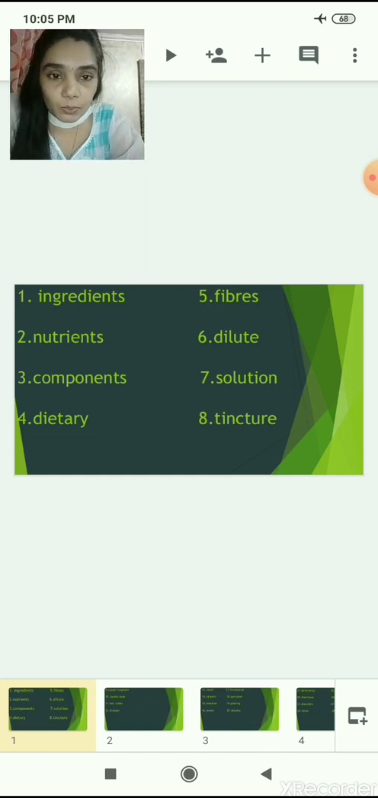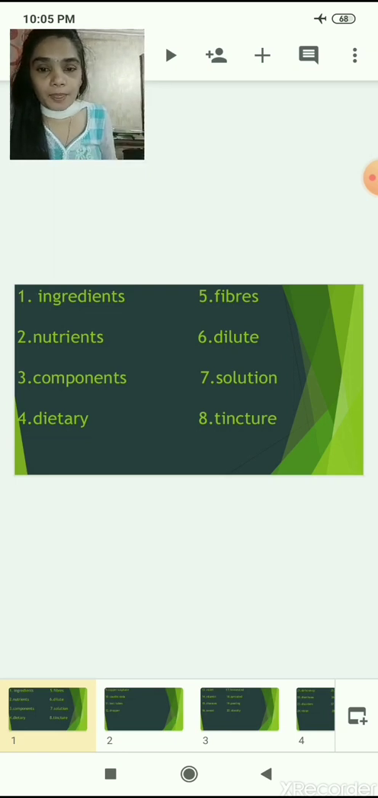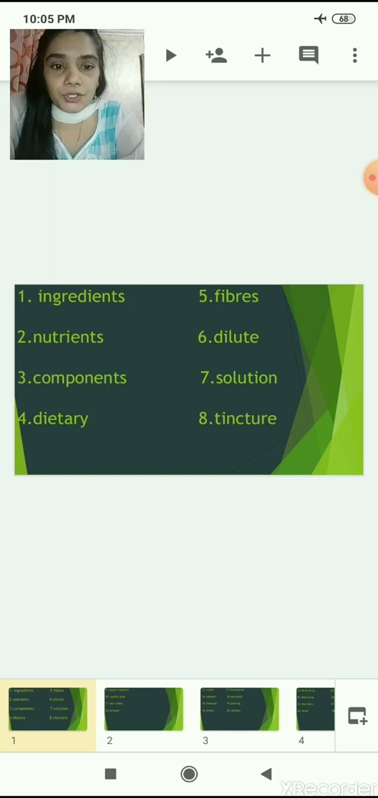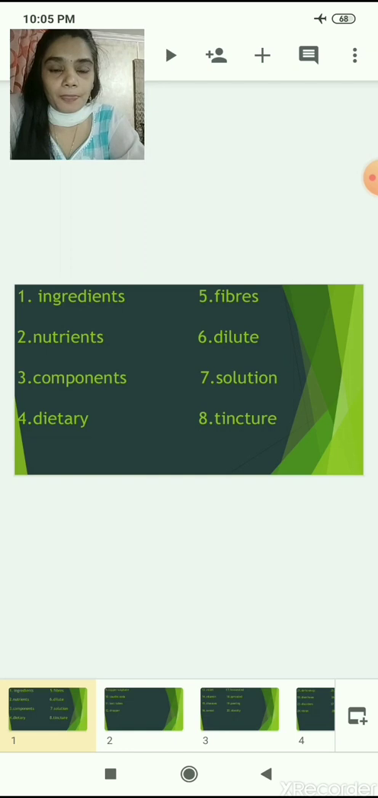Now we'll repeat these words again. Ingredients, nutrients, components, dietary, fibrous, dilute, solution, tincture.